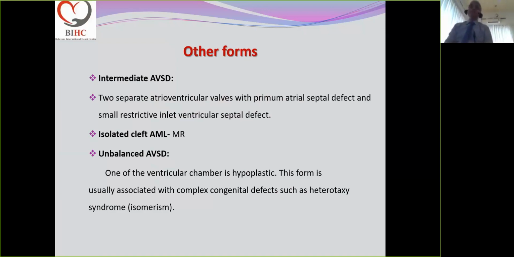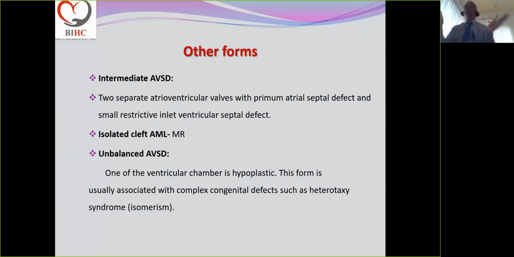The other form that we often use the word for is unbalanced AV septal defect. The balance is the size of the two ventricles. If the two ventricles are both good sized, they don't need to be identical sized.